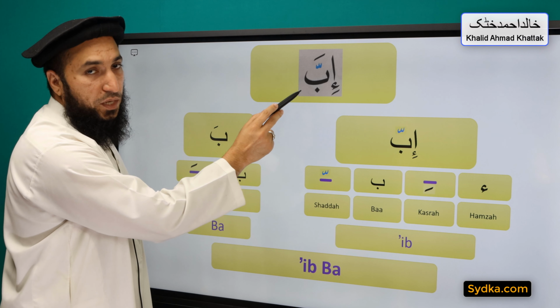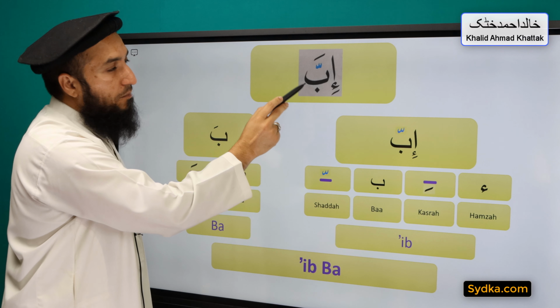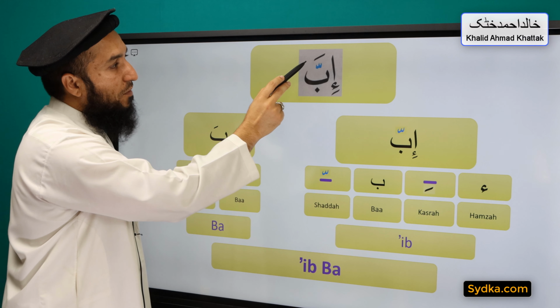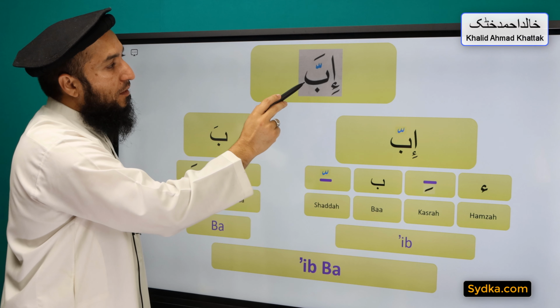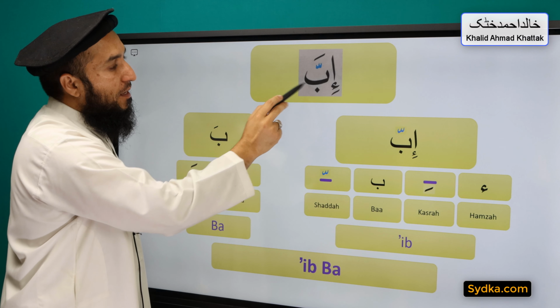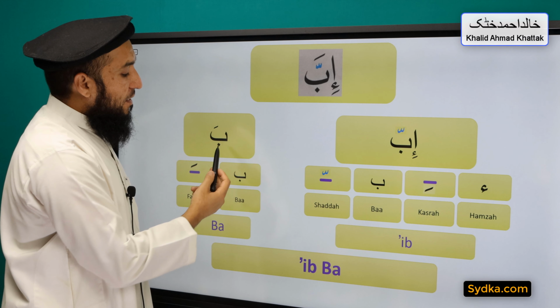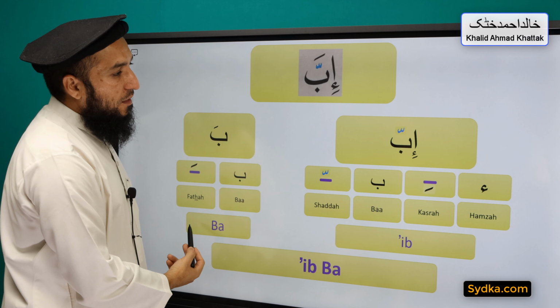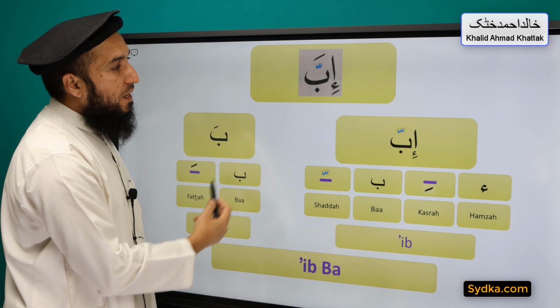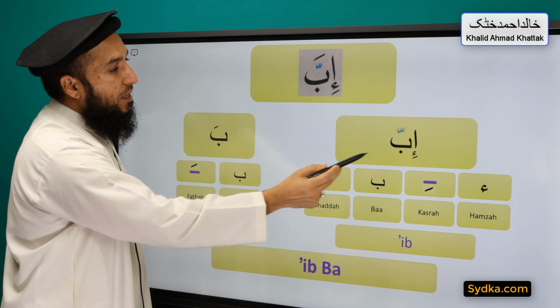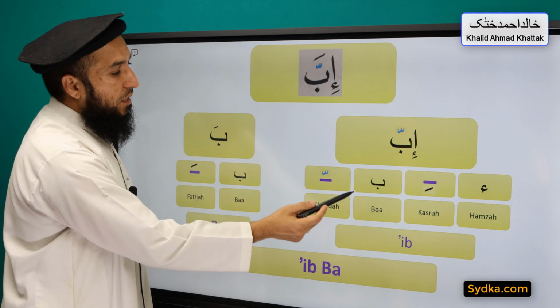The second syllable we have is Ba Fatha Ba. Ba is a light letter, it has fatha on top of it, it is prolonged for one count. Ba Fatha Ba. Combining both syllables together we have Ibba. Ibba.